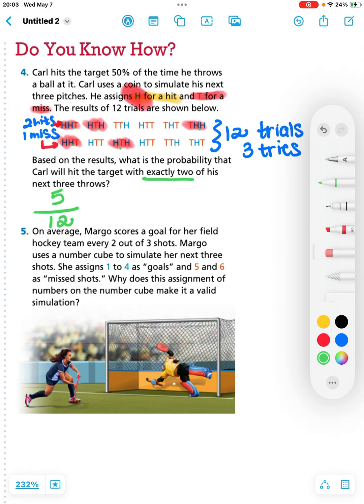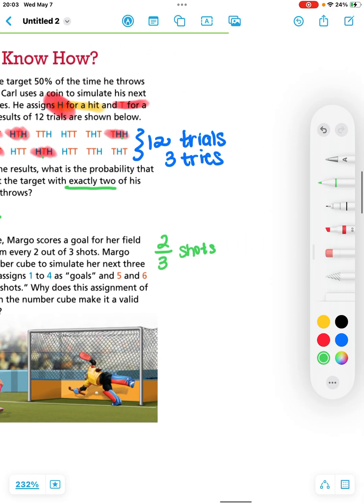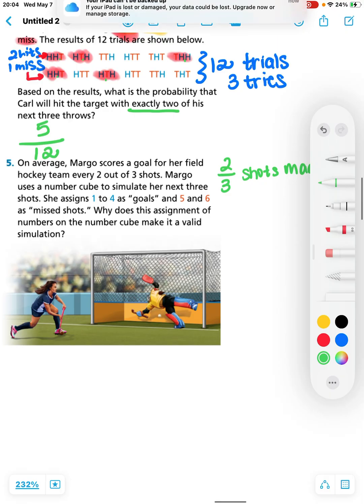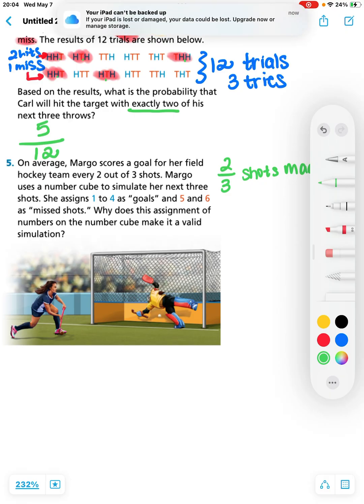All right, looking at number 5, it says, on average, Margot scores a goal for her field hockey team 2 out of 3 shots. That's pretty good. So 2 out of 3 shots made. Margot uses a number cube to simulate her next 3 shots. She's assigned 1 to 4 as goals and 5 and 6 as missed shots. Why does this assignment of numbers on the number cube make it a valid simulation?